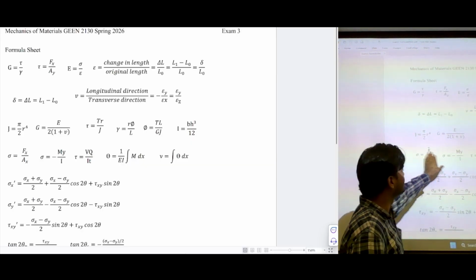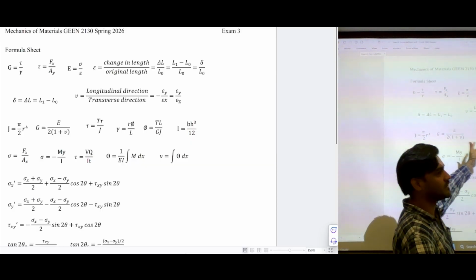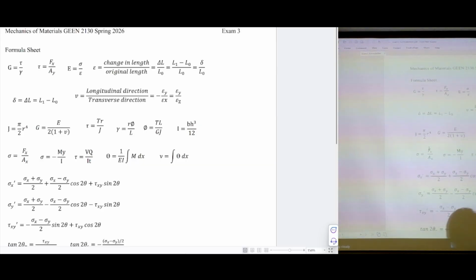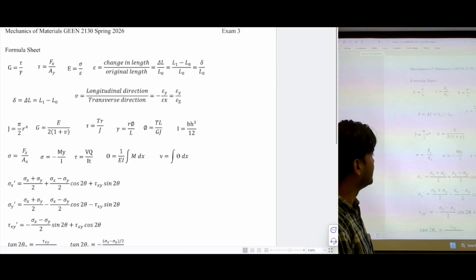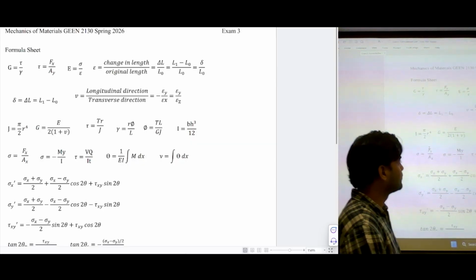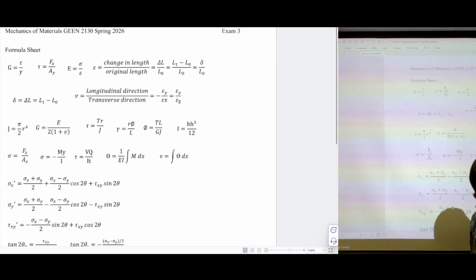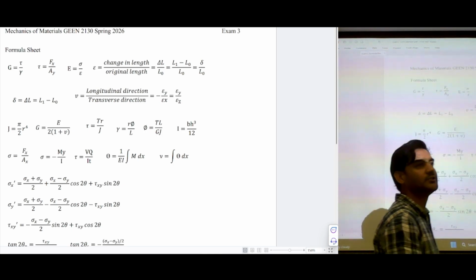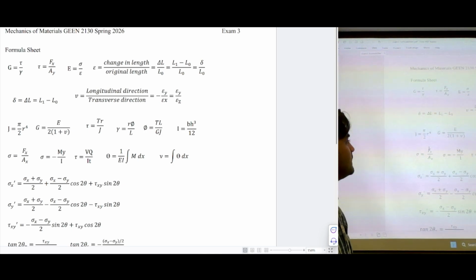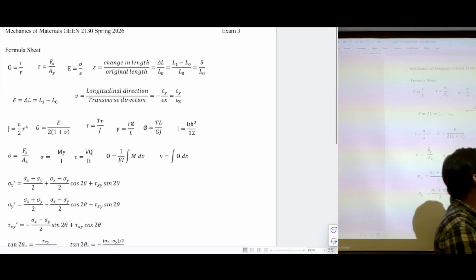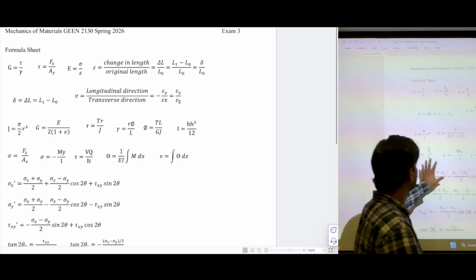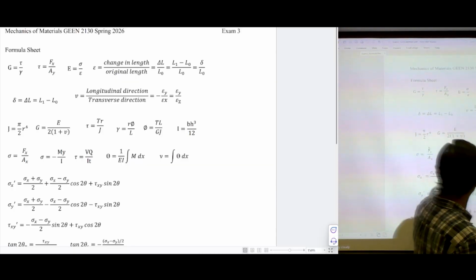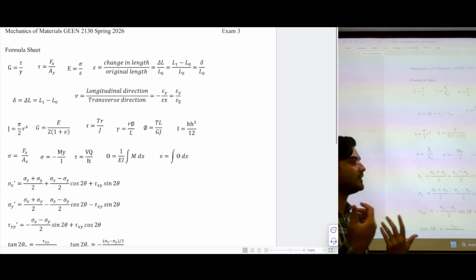And also in these formulas, you have moment of inertia. So if it's a square, you need to calculate moment of inertia from this formula. So that's how it's going to be. And if someone asks you to calculate displacement, you can use the sheet I have given you, but I'm not going to ask you to calculate the deflections. But you still have to use these formulas to calculate stresses.